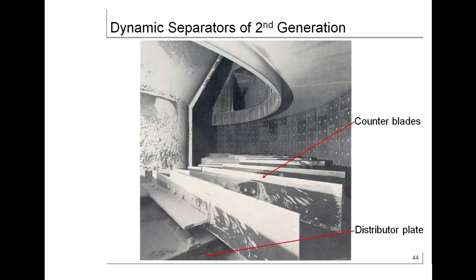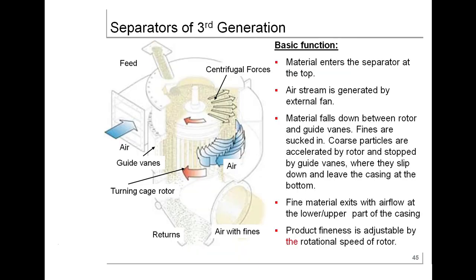The dynamic separators of second generation: counter blades, distributor plate. Separators of third generation, basic function. Material enters the separator at the top. Airstream is generated by an external fan. Material falls down between rotor and guide vanes.